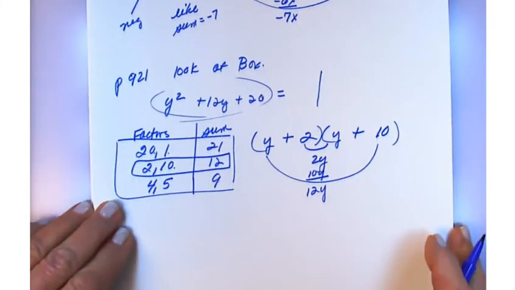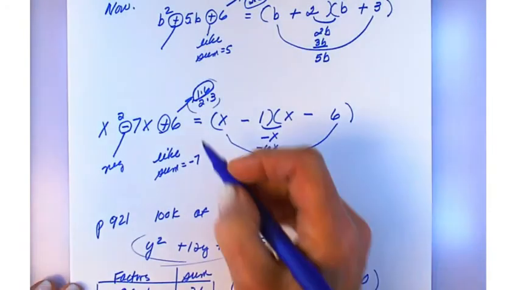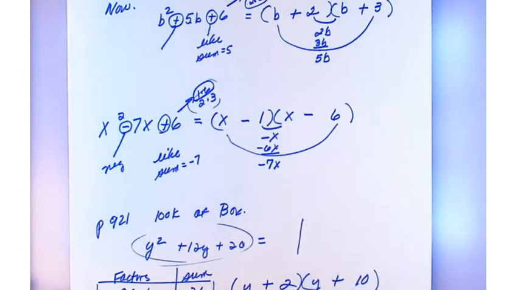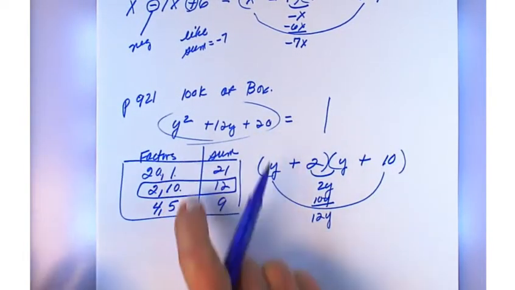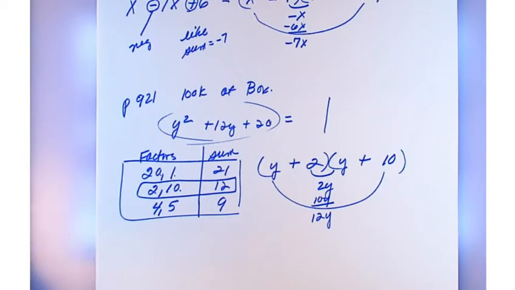Okay? So once again, writing them up like this does the same thing. This kind of gives you the sum and the factors all together, which is kind of nice too.